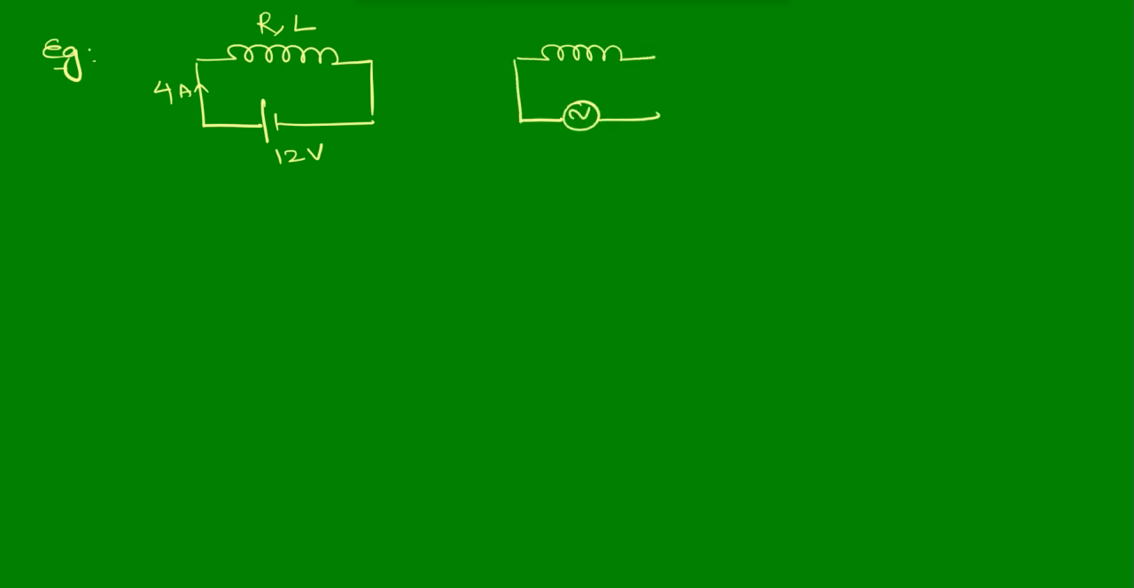And when it is connected to an AC source of 12 volts 50 hertz, if it is given like this, this will be RMS voltage. Then current in the circuit is 2.4 amperes. Then they'll ask you to find the inductance of that inductor. Find inductance value.